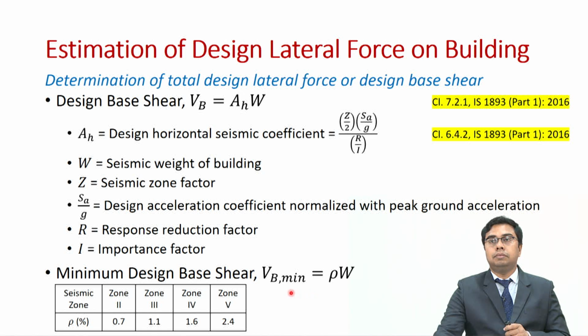Now, we also have a minimum design base shear expression provided by IS 1893. That minimum design base shear is given as a percent of the seismic weight of the building. It is given in terms of various seismic zones. For zone 2, the minimum design base shear shall be 0.7% of the seismic weight of the building. For zone 3, it shall be 1.1% of the seismic weight of the building. For zones 4 and 5, the minimum design base shear shall be 1.6 and 2.4% of the seismic weight of the building respectively. We will look into detail what we mean by seismic weight of the building.